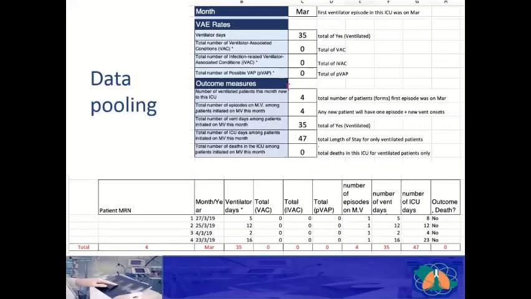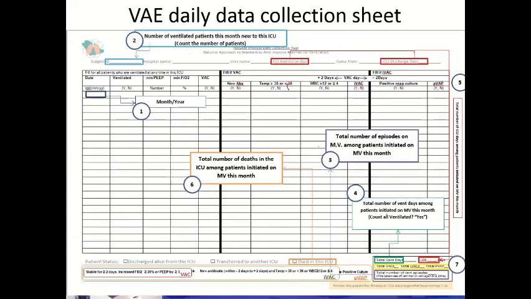Okay, I will continue. So this is the form. Again, this is the month, year. The month that was plotted here, where the patient was yes on mechanical ventilator, we will consider as the month the patient will be entered in the data. The second question will be the number of ventilated patients. So each MRN or each form will be considered as a ventilated patient.